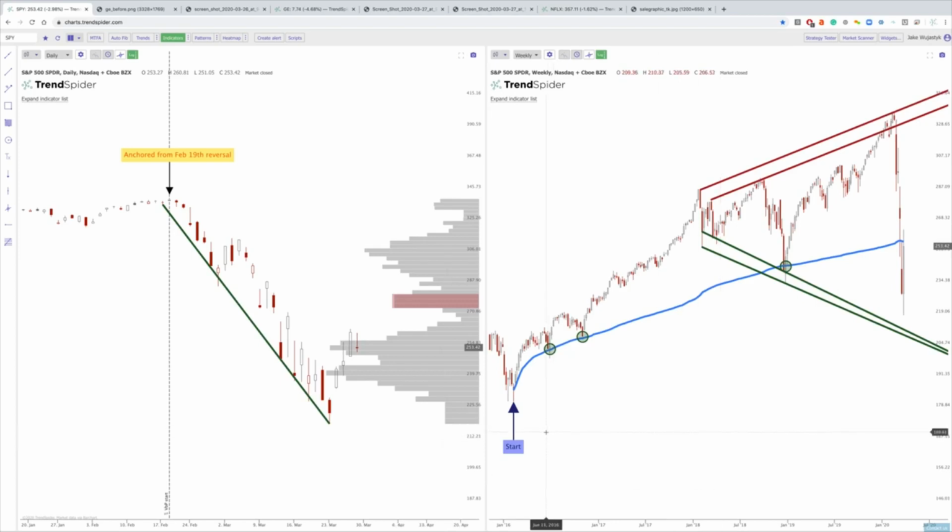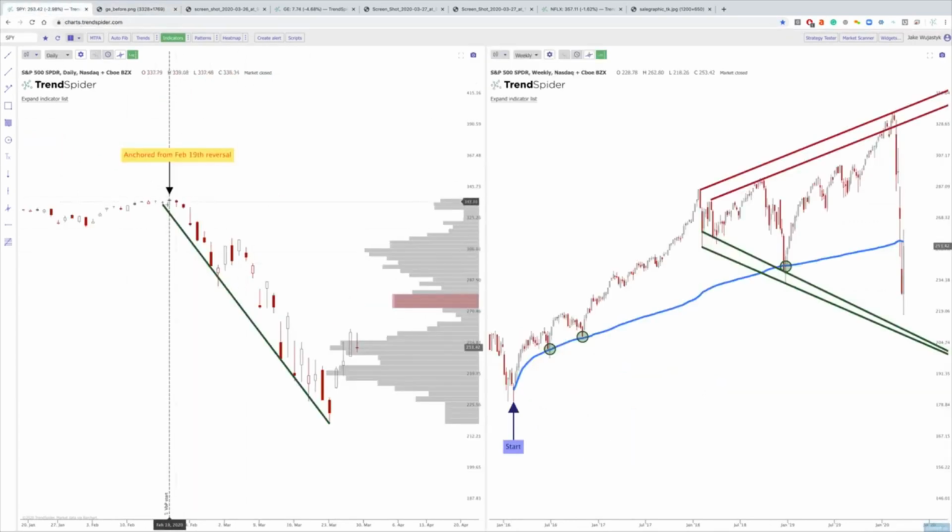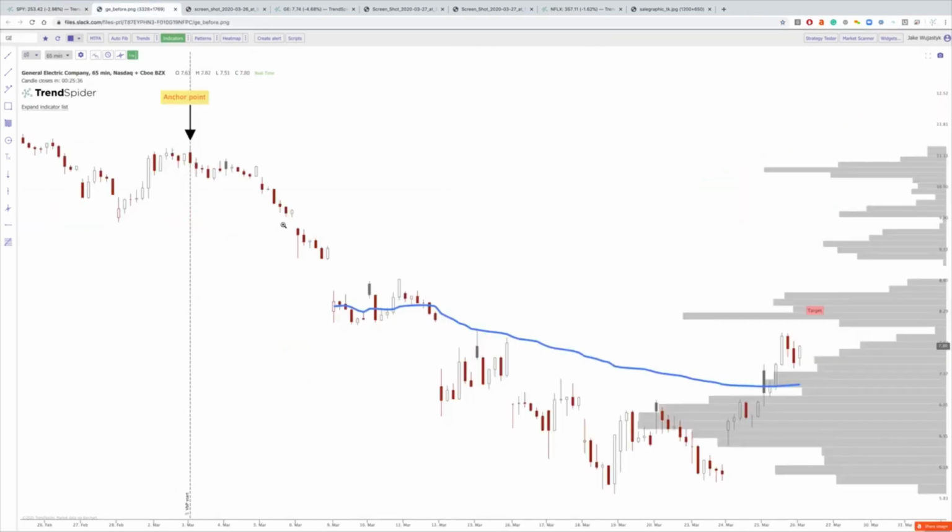So that is SPY. Now, what I want to go over now is GE. So notice here we've got GE, very similar setup to what we had on SPY, just simply anchoring from this reversal point. Now GE, this is a 65-minute chart, so we're kind of zoomed in a little bit here. And you'll see what I've done is I've anchored the volume profile from this March 3rd reversal. Notice that we were in a downtrend, had a slight little dead cat bounce, and then this candle right here was where we hit an intraday high, and then from there have moved down since.